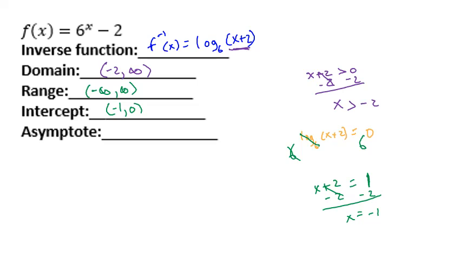To find our asymptote, we've already basically done the work. Remember that in our domain, we cannot include negative 2. So our asymptote will be x equals negative 2.